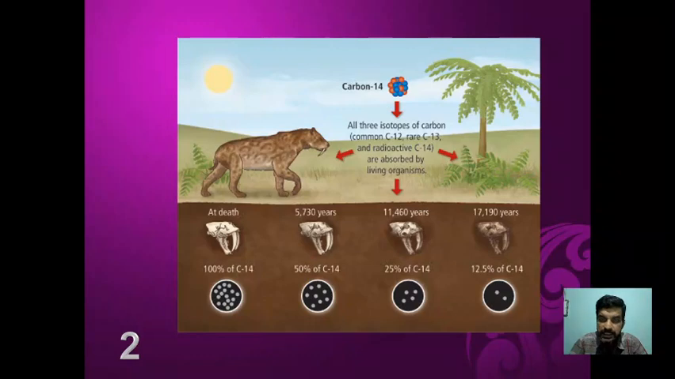Okay, then there is a method of finding the age of fossils, right? That is called carbon 14. Carbon 14, an isotope of carbon. Of course, you have studied about carbon. The normal carbon is C12. C13 is a rare carbon and C14 is a radioactive carbon. All these forms are present.